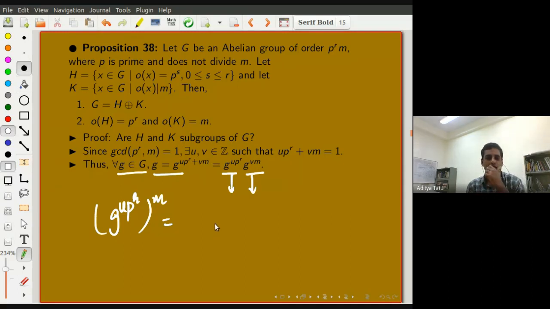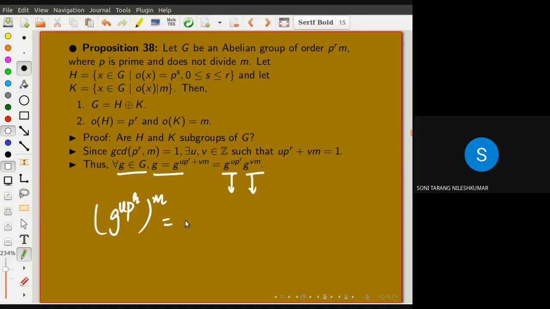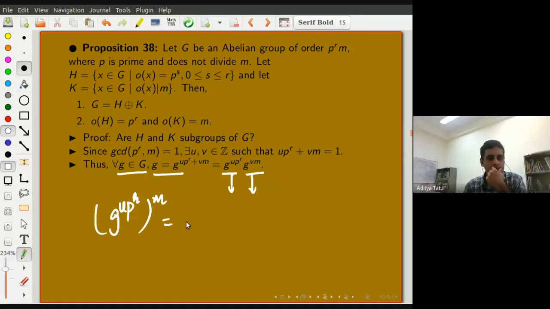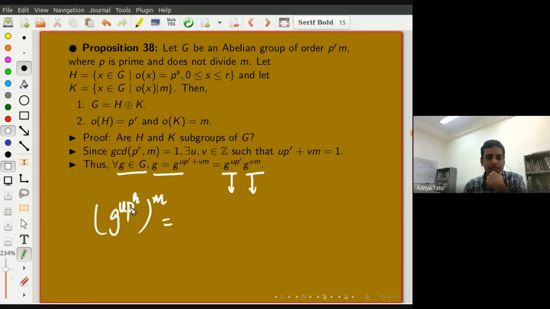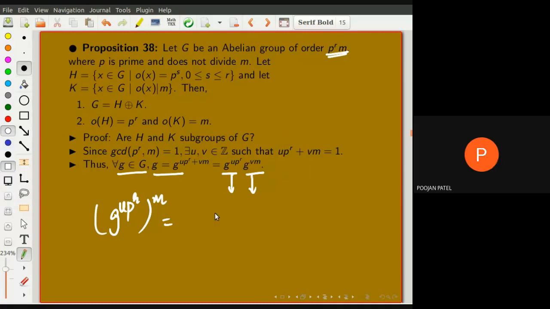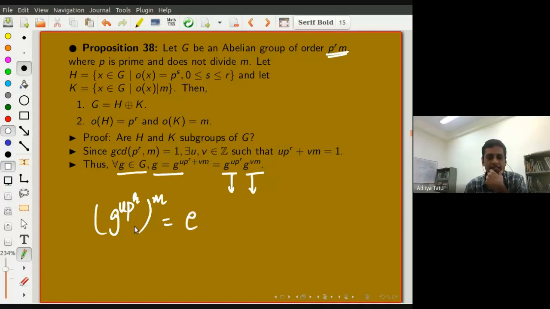What will you get? So we will get g raised to mu p power r. What is mu p power r? The order of g, so it will be the identity. So what can we say about the order of this element?